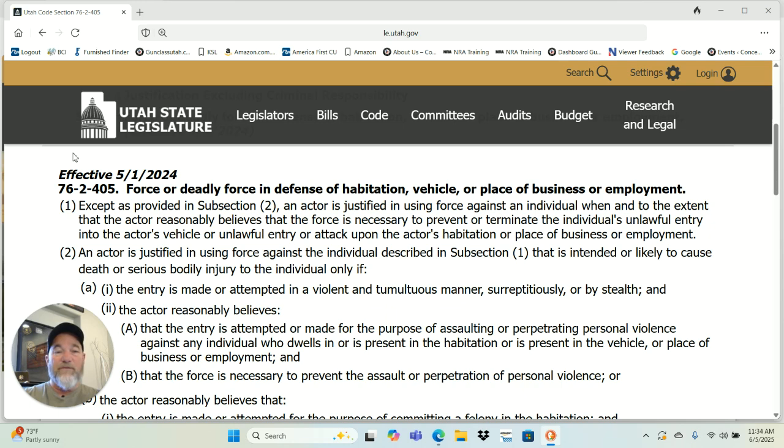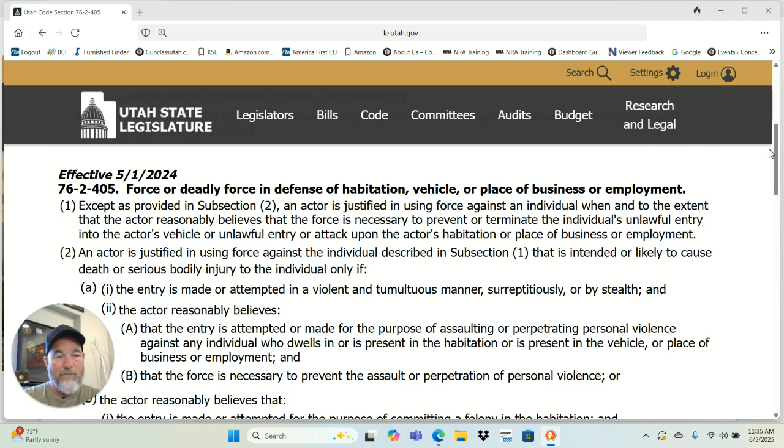Notice this was changed May 1st of last year. Prior to this change, it was 1985. And basically what they've done, it used to be just the defense of habitation, but now they have added and included under this chapter the vehicles, the place of business, and the places of employment, and now these are extensions to your home.